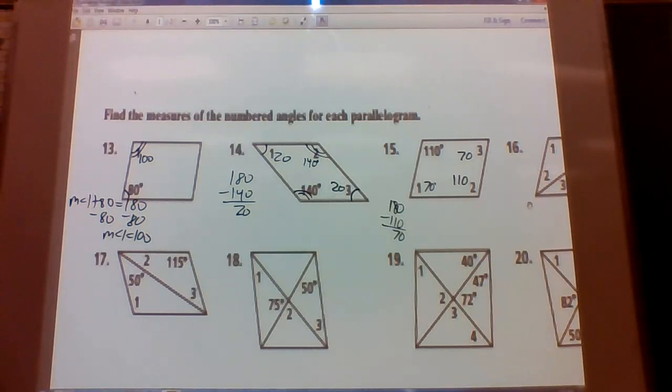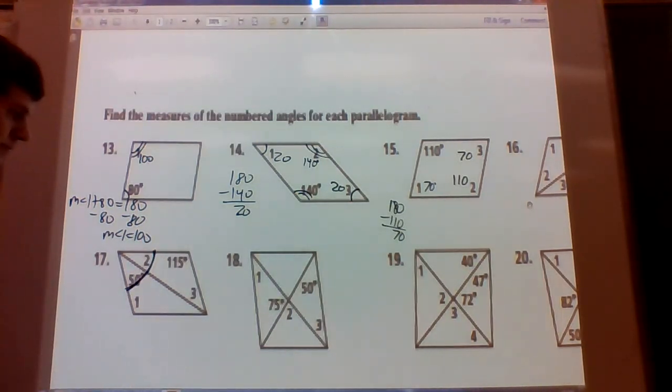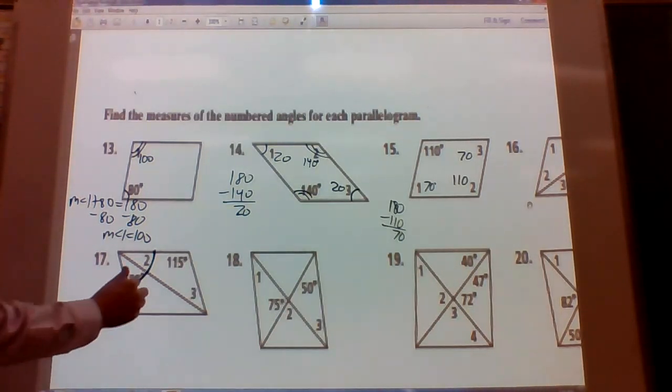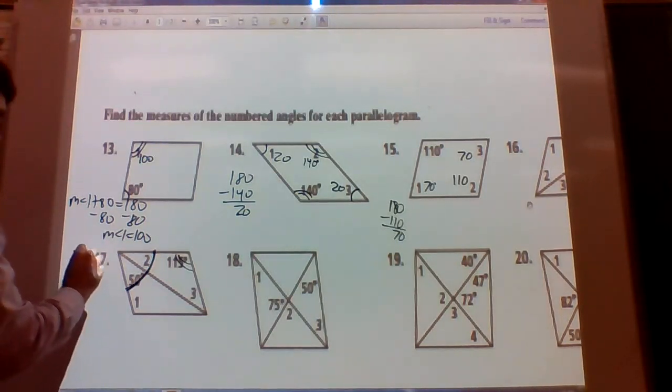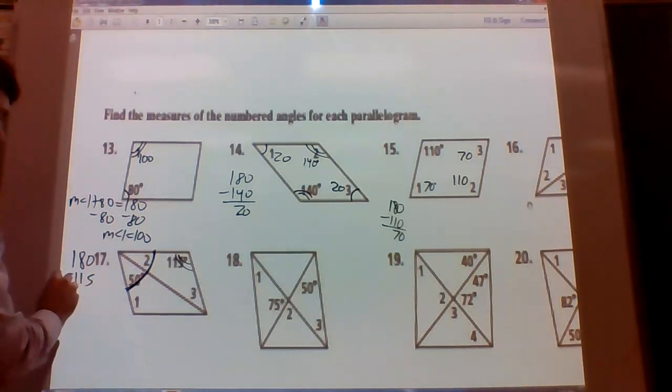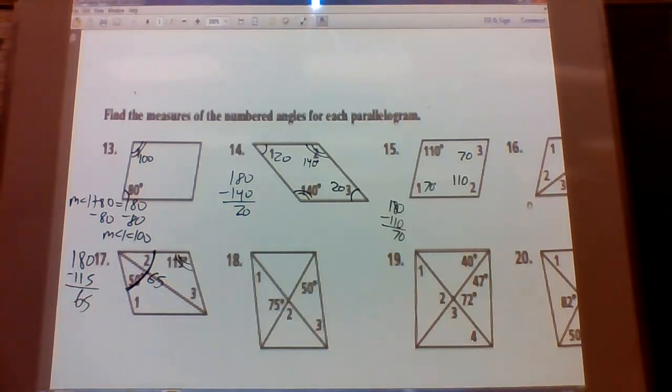Okay, number 17. Easiest one to figure out is angle 1. Angle 1 is going to be 115 degrees because they're opposite angles. But let's start out by finding this whole angle right here. That whole angle right there is consecutive with 115. So we know consecutive angles add up to 180. So 180 minus 115 is going to give us 65. The whole thing here is 65.